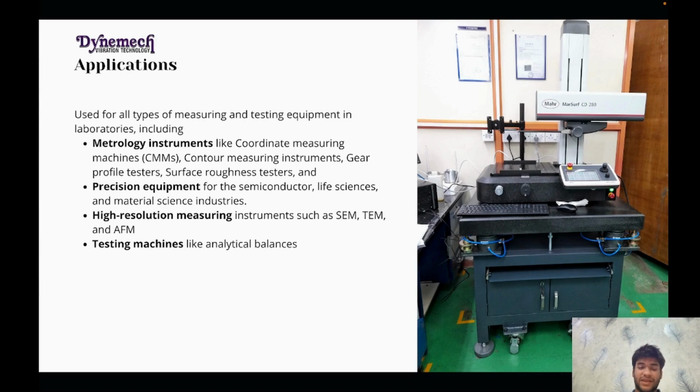So, what are the applications where these tables are used? They are used in metrology instruments such as coordinate measuring machines, contour measuring machines, gear profile testers, surface reference testers, and so on. For precision equipment in the semiconductor industry, life science industry, and material science industries. For high resolution measuring instruments such as scanning electron microscopes, transmission electron microscopes, and atomic force microscopes. In addition to testing machines such as very precise nanoscale analytical balances, where even seismic vibrations lead to fluctuating results.